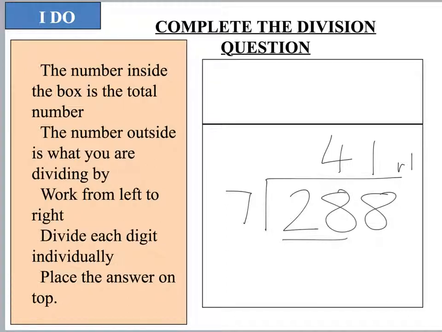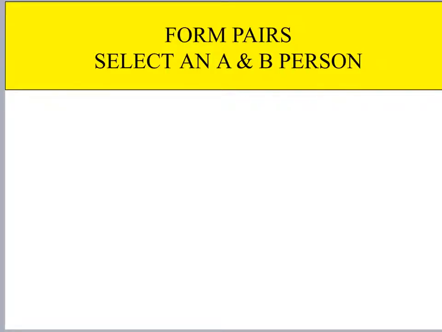Great. We're going to give you the chance to have a go at these now. First of all, though, I want you to form pairs and select an A and a B person. If there's any leftover people, make a 3. Press pause and form your pairs, selecting an A and B now.